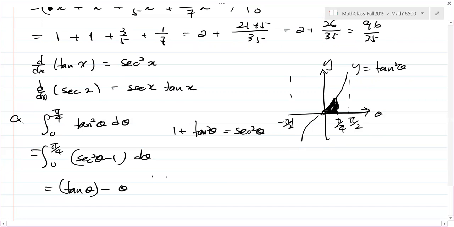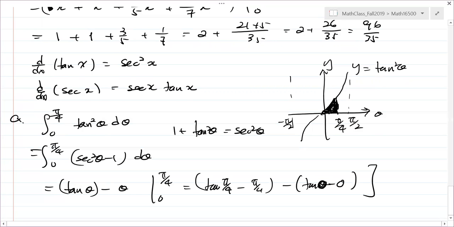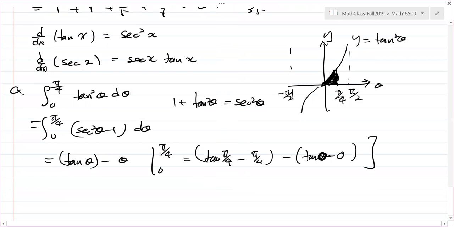Then you evaluate at the endpoints: tangent pi over 4 minus pi over 4, minus tangent 0 minus 0. The second part is 0, since tangent 0 is 0. For the first part, tangent pi over 4 is 1. So the answer is 1 minus pi over 4, which is a positive number.